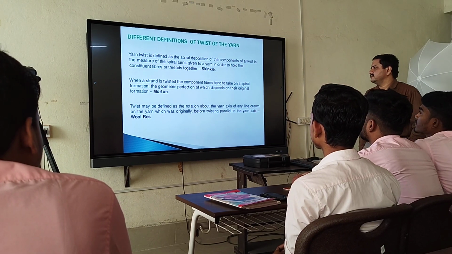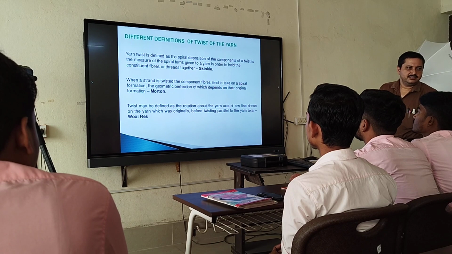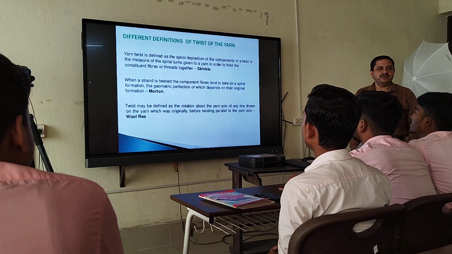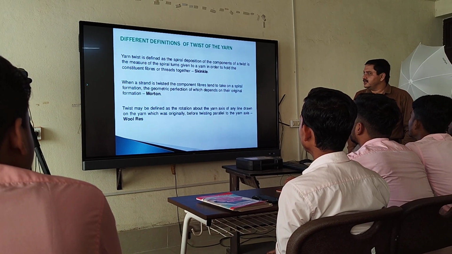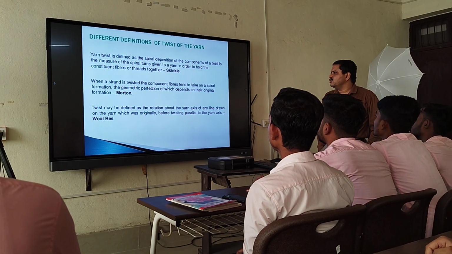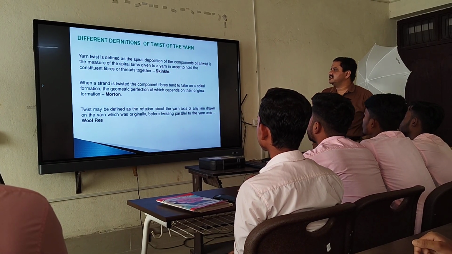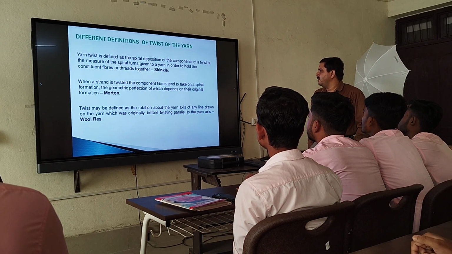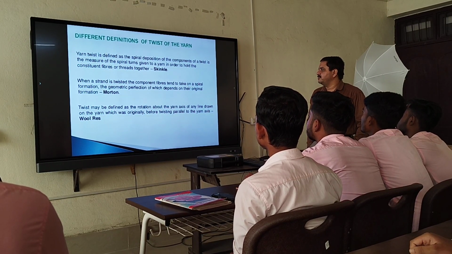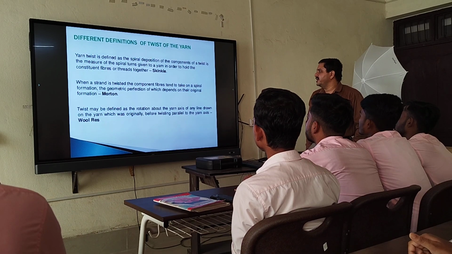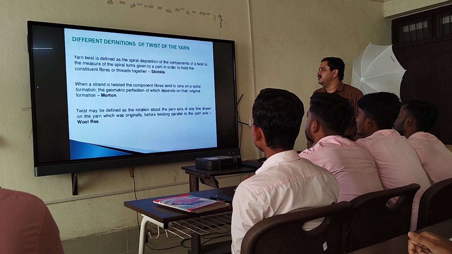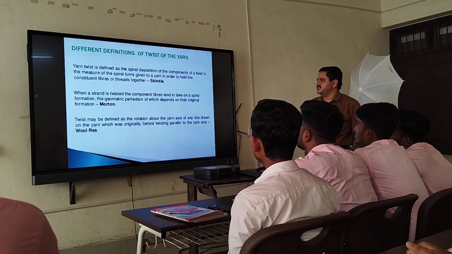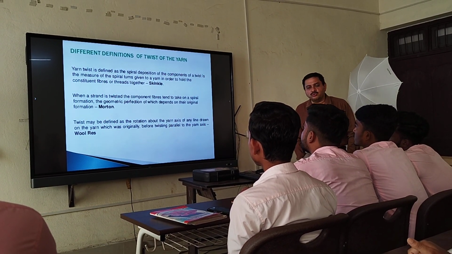First of all, what do you mean by twist? Different schools of thought have defined twist in different ways. Number one, according to Steele, yarn twist is defined as the spiral deposition of the component of a twist, the measure of the spiral turns given to a yarn in order to hold the constituent fibers or threads together.